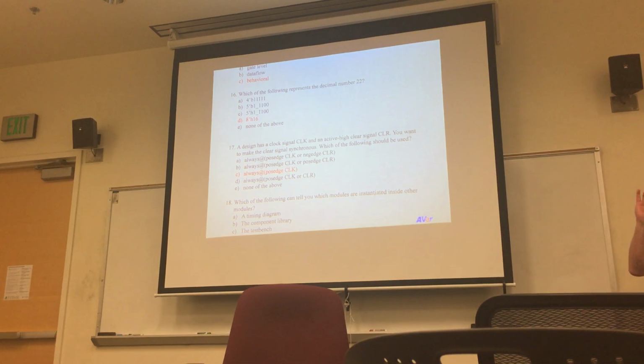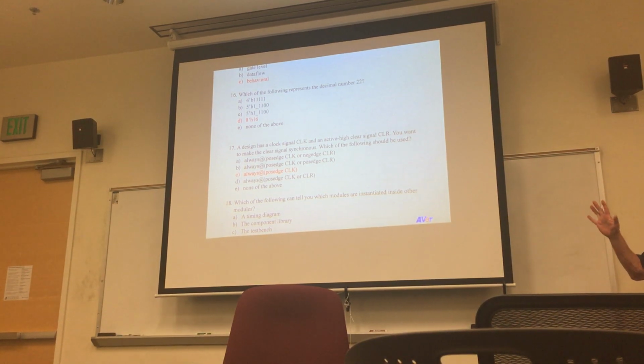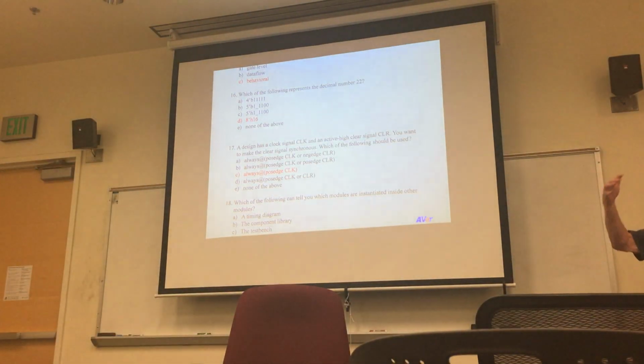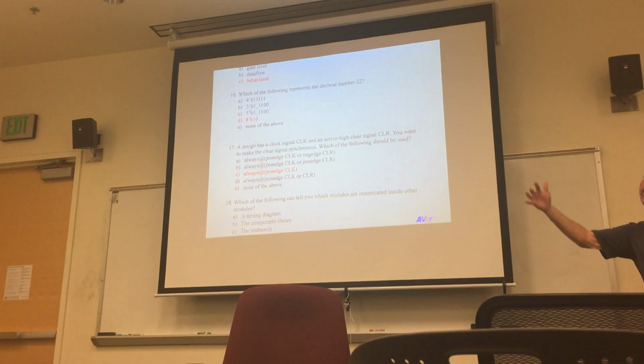You don't need a clock to get to the clear signal and do some assessment. The only way that you can make the clear synchronous is to get by the clock and just the clock. And only C does that. Then in the always loop itself, you would have: if clear equals 1, do whatever you're going to do.